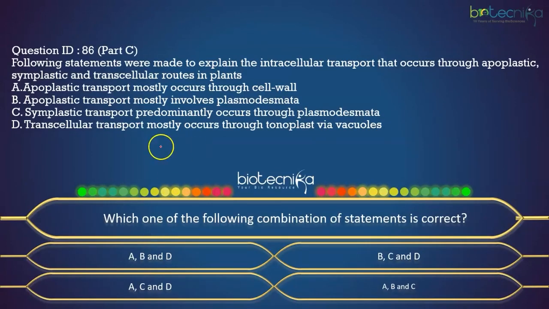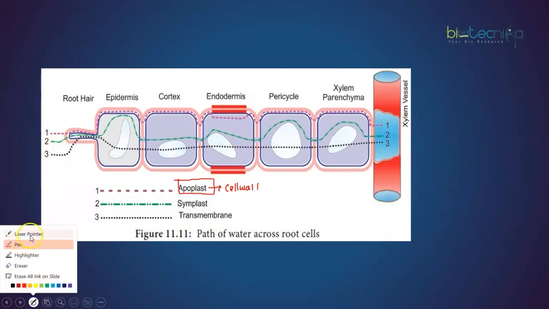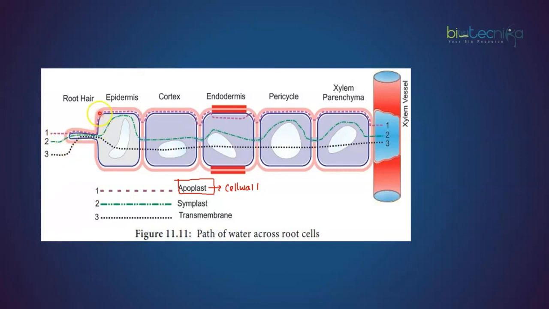The last question is question number 86. Very easy question. They are talking about apoplast, symplast and transcellular transport. Let's check this one. We know that this is apoplast. Apoplast usually goes through the cell wall. You can see here this violet part going through the cell wall to the epidermis, then to the cortex and then to the endodermis. But in endodermis they have the Casparian strip, which is made up of suberin, so they cannot cross. Then they come to the symplast pathway and then go to the apoplast. So this is the apoplast pathway which goes through the cell wall.